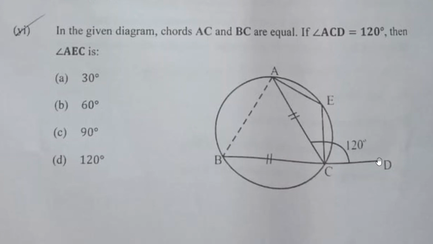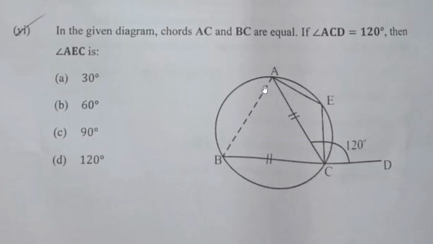ACD angle is given 120 degree. To find AEC angle, here ACD angle is 120 degree, given, and it is an exterior angle of the triangle ABC and AC equal to BC. That means opposite angles of these equal sides are equal. So angle A and angle B are equal and the exterior angle is 120. So 120 equals exterior angle equals angle A plus angle B. That means angle B and angle A are 60 degree each. 120 by 2, that is 60 degree. Angle B is your 60 degree.